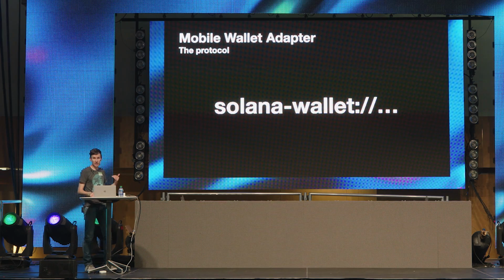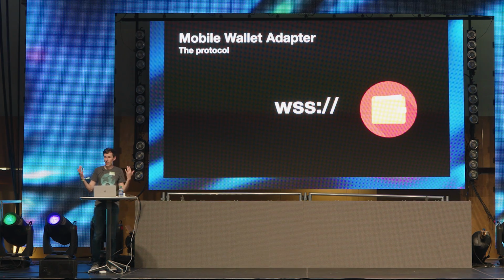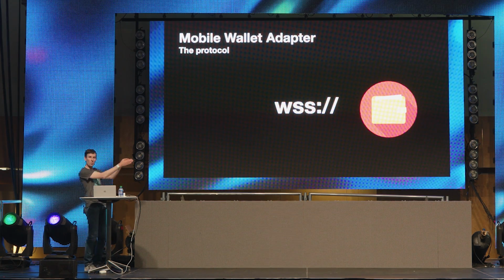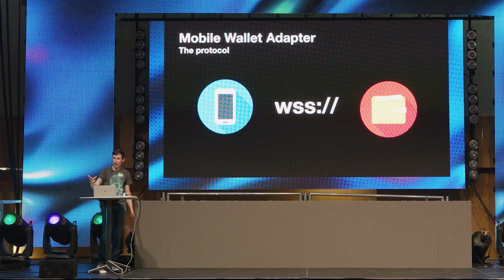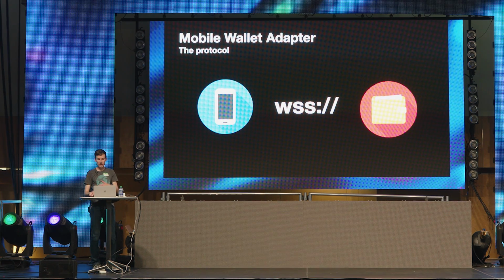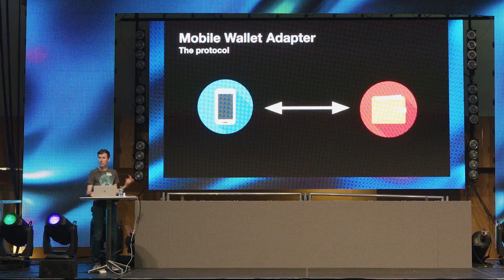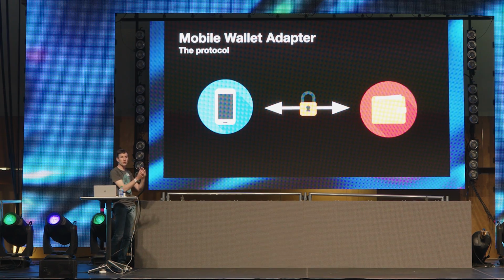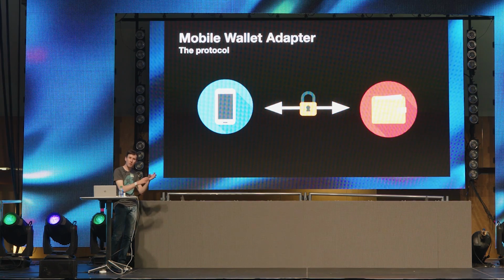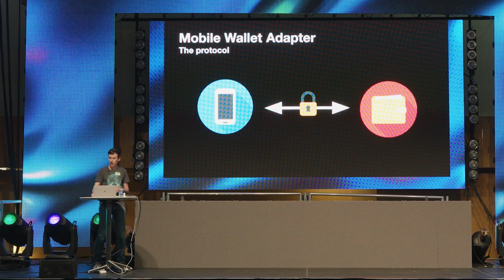And what this does is it pops open your preferred wallet app, and your wallet app opens a WebSocket and starts listening. Your mobile app connects to that WebSocket, and then after a little bit of chit-chat between the wallet, essentially an elliptic curve Diffie-Hellman key exchange, it secures that channel. So now you have a WebSocket channel through which you can send messages between your app and a wallet.